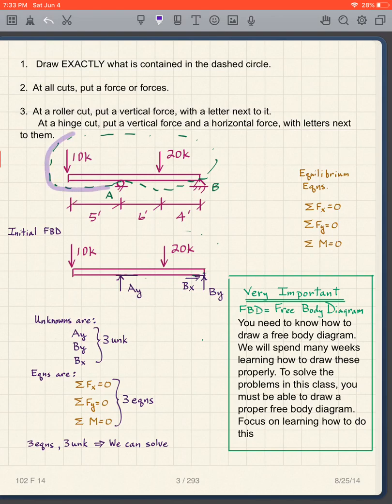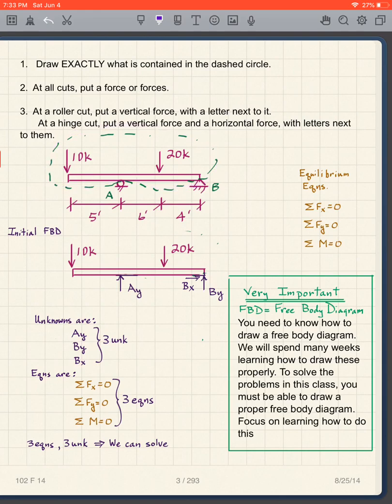So here's my dashed loop or dashed circle, closed. It also includes the loads. I can't draw my dashed circle like that and get rid of that load. No, we've got to include the loads. I can't try to get rid of the loads. I have to include the loads, so it's got to be up around here like this.